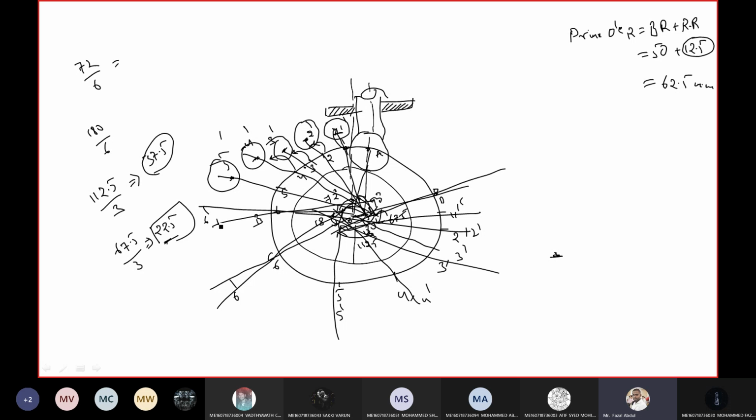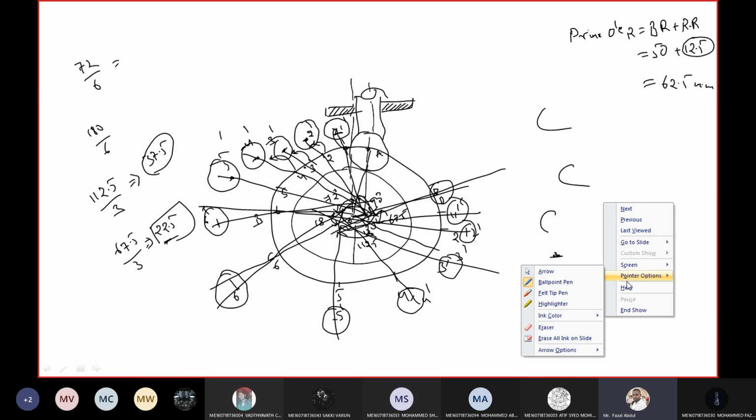For 6 dash as a center, draw another circle. Here draw another circle, and another circle, and another. Okay, as you wish, you can draw the complete circle, otherwise a half circle like this. Whatever notes I shared, in those the half circles are drawn.